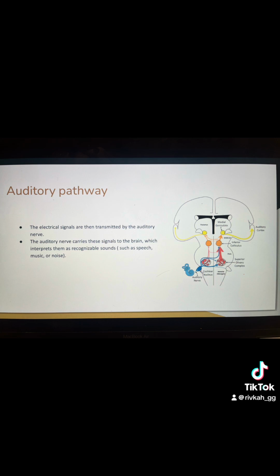And lastly, which is very important, is how our brain interprets sound. The auditory nerve carries these signals to the brain, which interprets them as recognizable sounds such as speech, music, or noise.